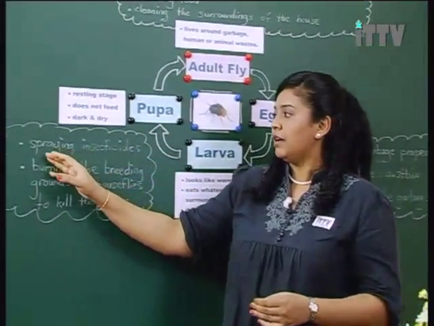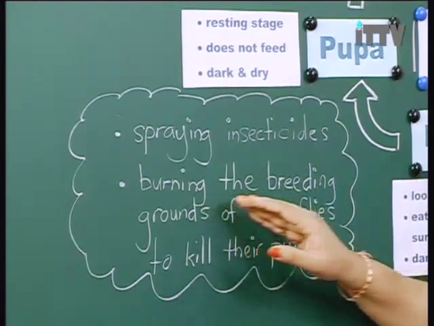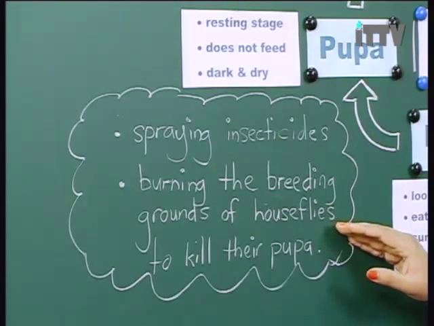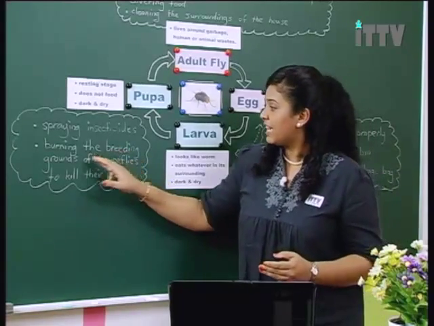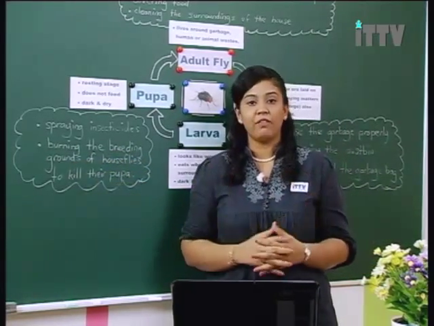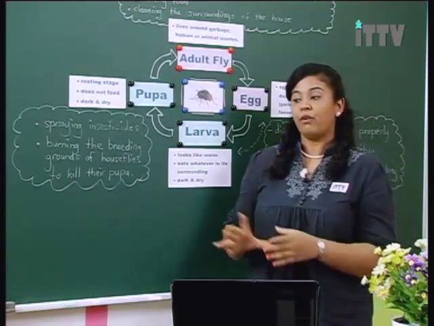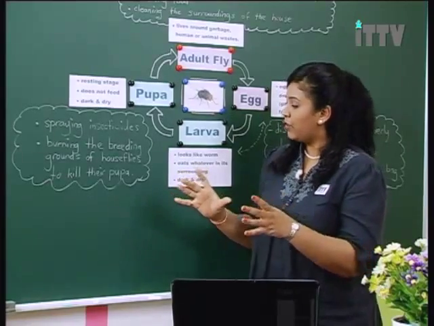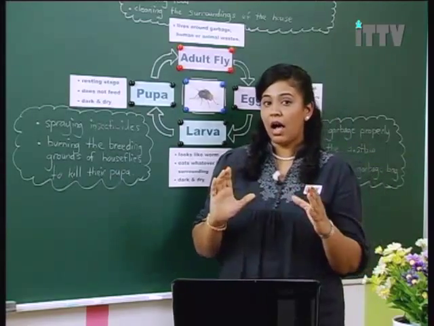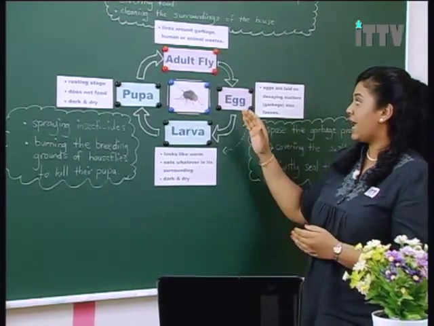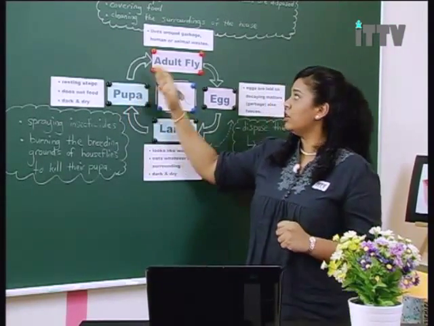For pupa, we spray insecticides or burn the breeding grounds of houseflies to kill their pupa. By burning the breeding grounds, you are creating a very high temperature that is not suitable for pupa. So if you know that a place is filled with a lot of pupa, this is one of the ways. So we have seen how to control it when it is at egg, larva and pupa. Let's move on to adult.